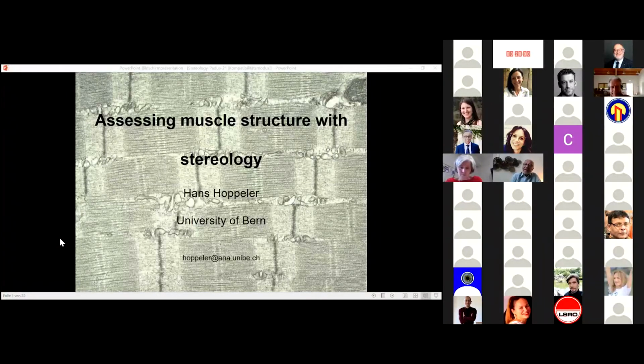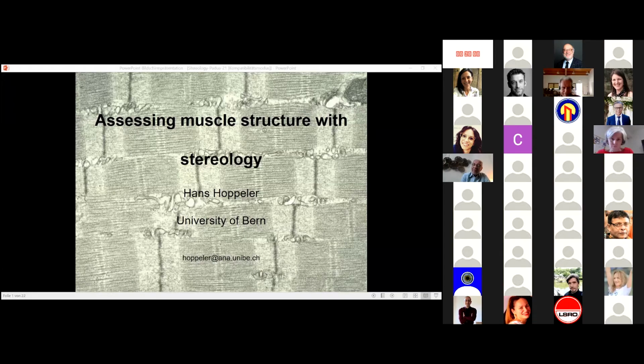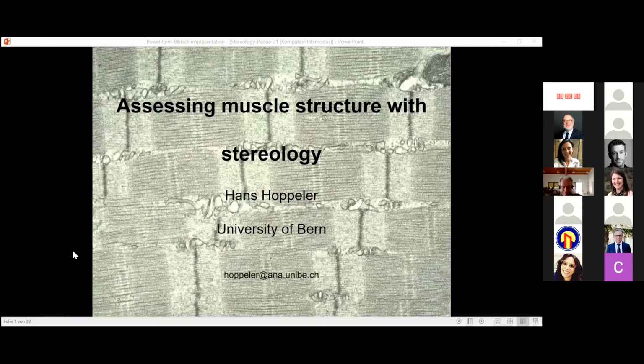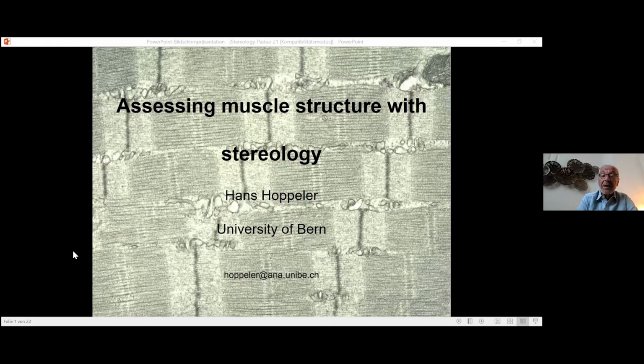So basically, as we have seen, one can deduce fantastic ideas just from looking at electron microscopic pictures. And as you have seen in the last slide, there are quite a few triads that you can see on this longitudinal section through muscle tissue.